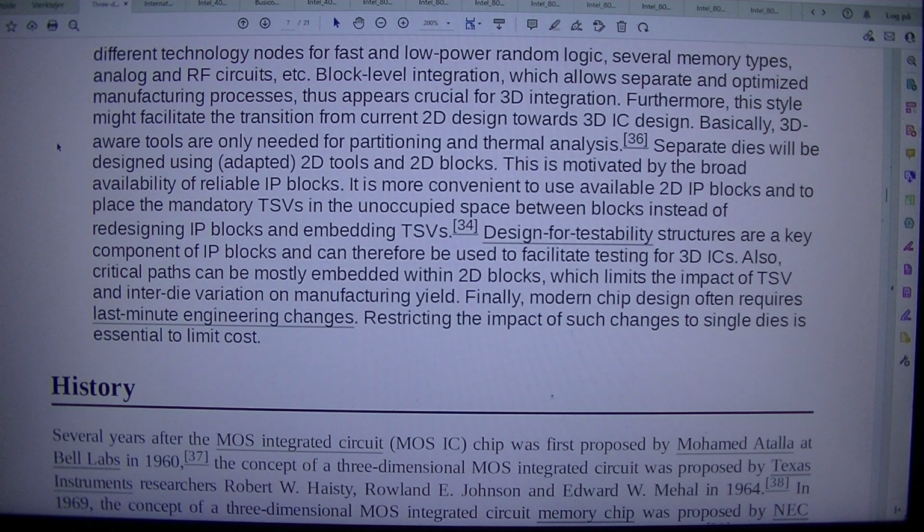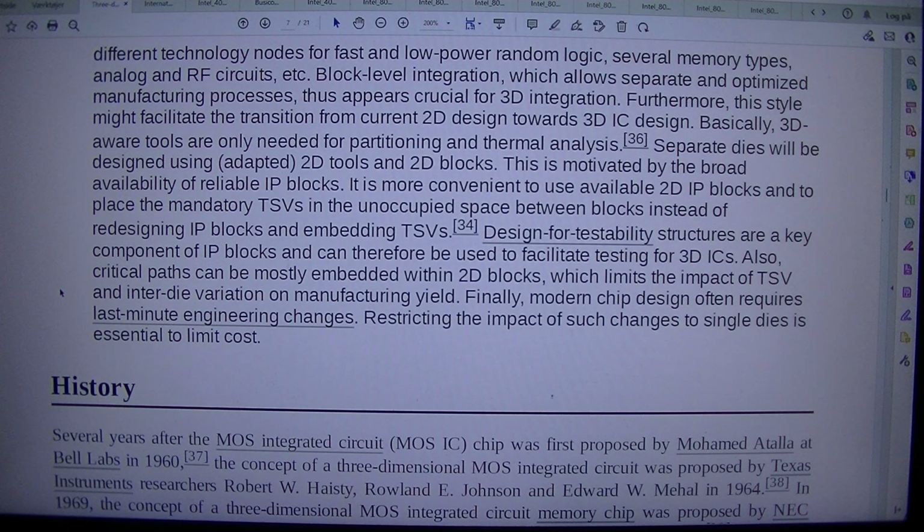Separate dies will be designed using adapted 2D tools and 2D blocks. This is motivated by the broad availability of reliable IP blocks. It is more convenient to use available 2D IP blocks and to place the mandatory TSVs in the unoccupied space between blocks instead of redesigning IP blocks and embedding TSVs.